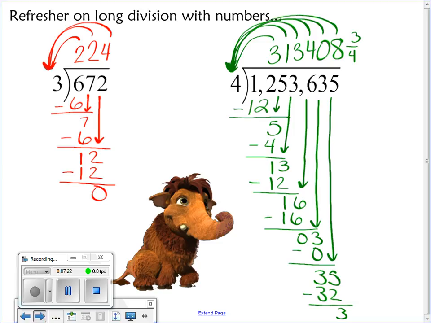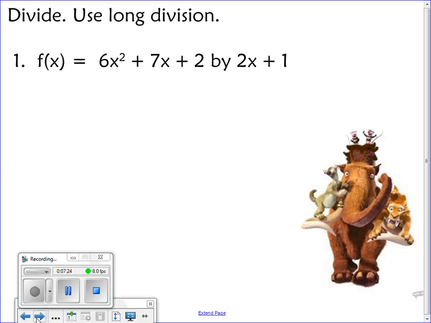We're doing long division with polynomials. That's what we're learning today. Let's go ahead and start. All right, so we're using long division. F of x, what does f of x mean? It's just a y, it's a Frank, it's his name. I don't have to worry about that. But I want you to take 6x squared plus 7x plus 2 and divide that by 2x plus 1.